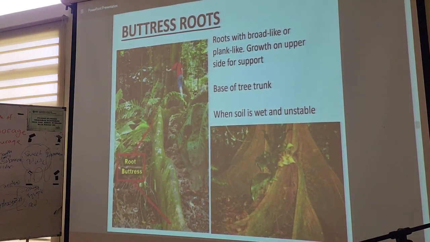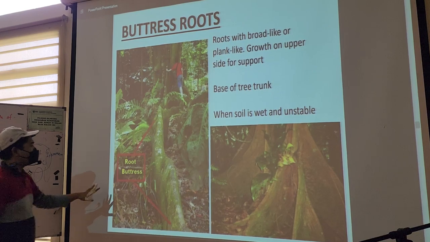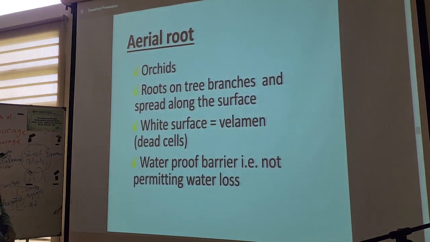Have you seen this before? People always associate this with pokok hantu. Root buttress. Okay. Go on. Aerial root. This is for two purposes. Actually, it's for support and also to get air and water nutrients.